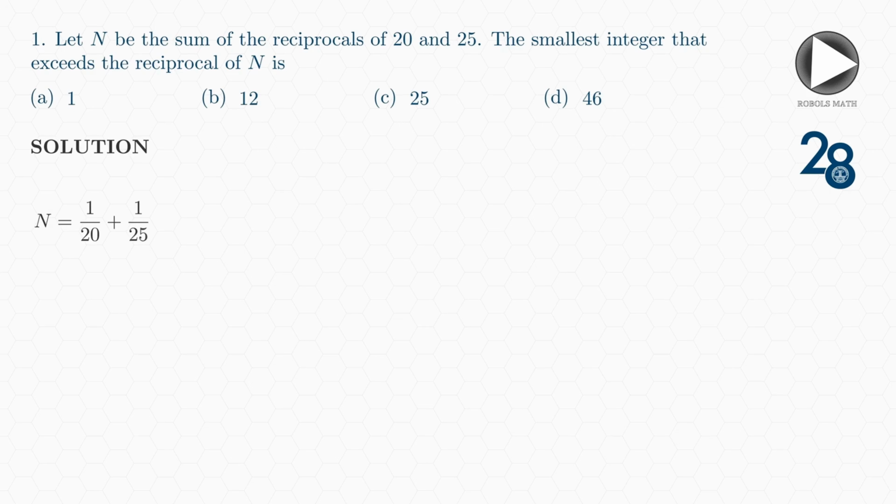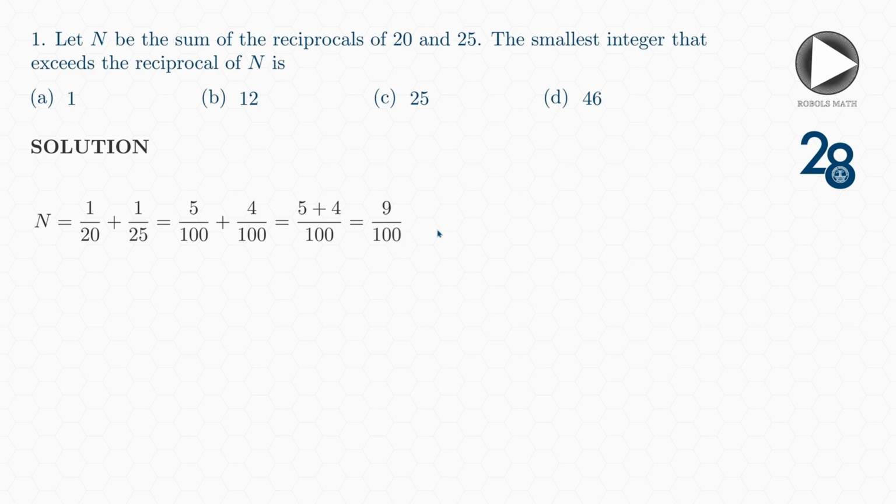Write n as the sum of 1 over 20 and 1 over 25. We just find the least common denominator, which in this case should be 100. Then express 1 over 20 as 5 over 100 and 1 over 25 as 4 over 100. To get the numerators, you just divide the 100, the LCD, by that specific denominator. Simplify this to get that the value of n is actually 9 over 100.